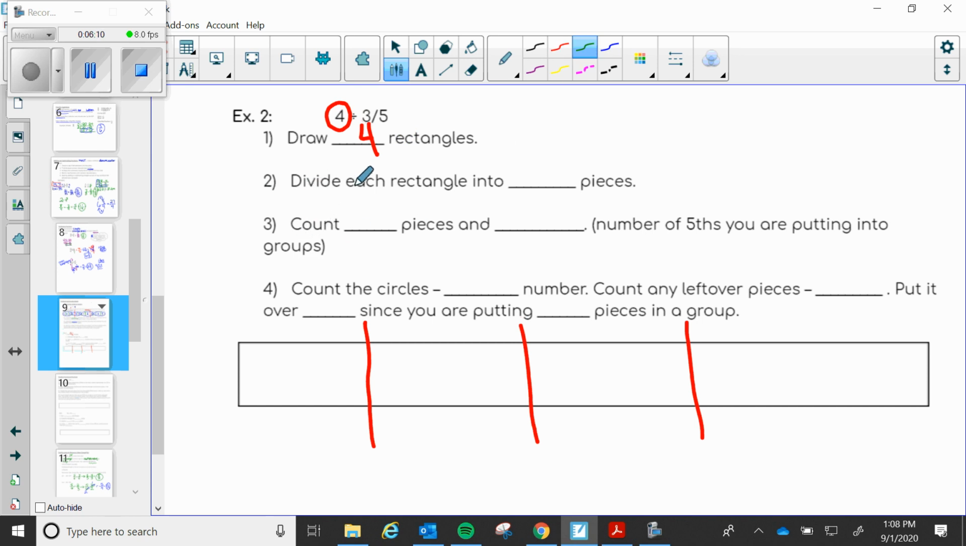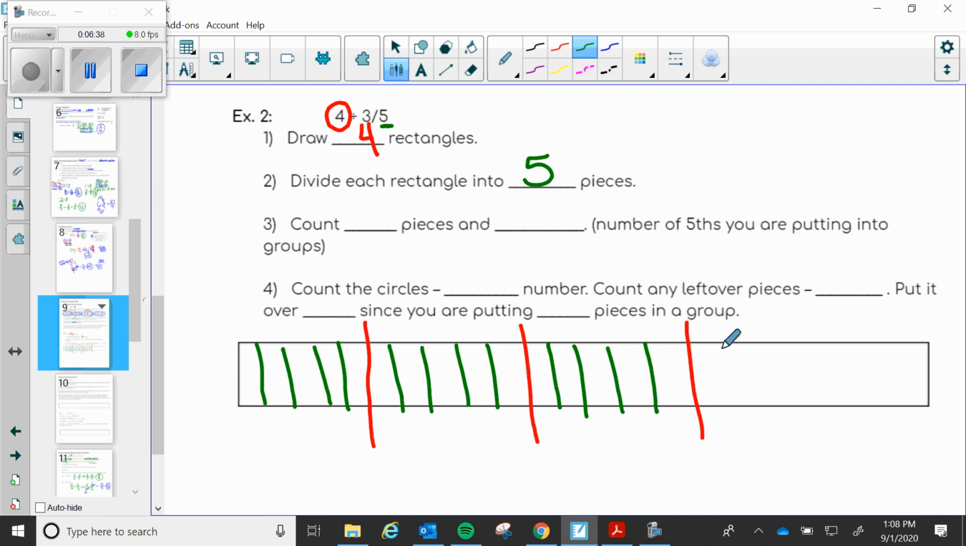I'm going to switch colors. For step 2, we're going to divide each rectangle into a certain amount of pieces. Now we get this number from our denominator, so I'm going to just underline that. So we're breaking each of these into 5 pieces. I'll do that very quickly. All right. Step 2, done. I broke each of these into 5 pieces.